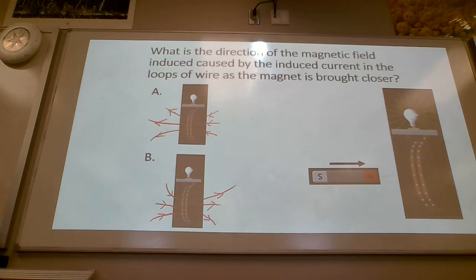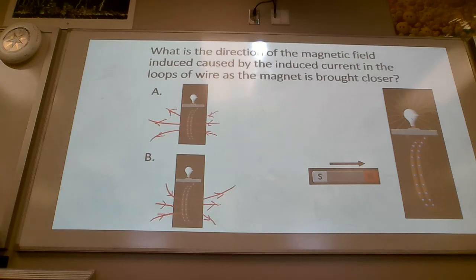Why are we flipping our hands sometimes? Because sometimes the flux is increasing and we don't flip it twice. We flip it once, and if it's decreasing, then we flip it twice. It's the change in flux. So we identify the direction of the flux, and then, more importantly, the induced field is the magnetic field.